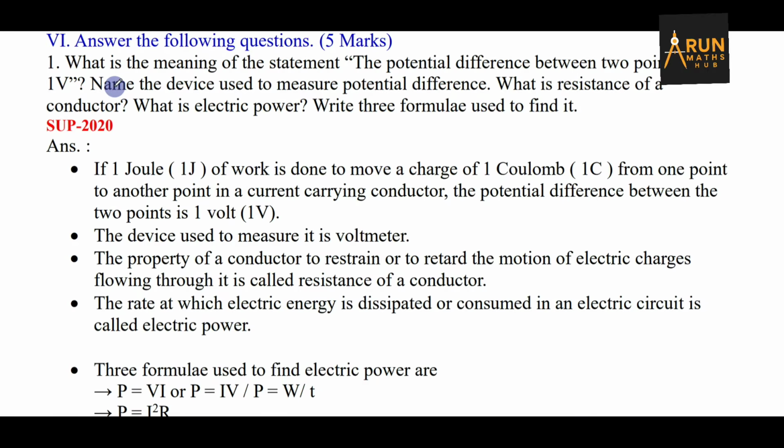See, again you have the question. 5-mark question. The potential difference between 2 points is 1 volt. What do you mean by the statement the potential difference between 2 points is 1 volt? Name the device used to measure potential difference. What is the resistance of a conductor? What is electric power? Write the 3 formulas used to find it. What is 1 volt? V equals I R, right?